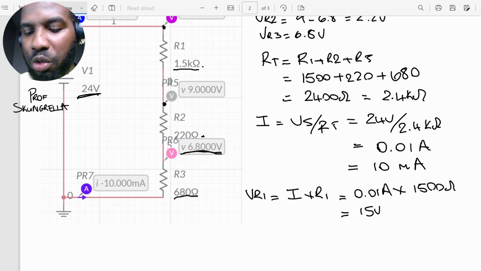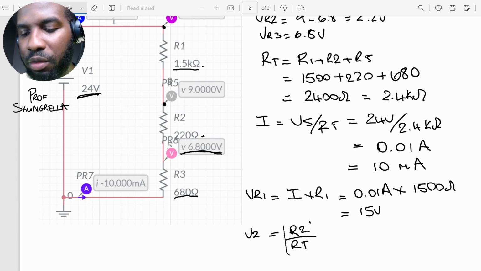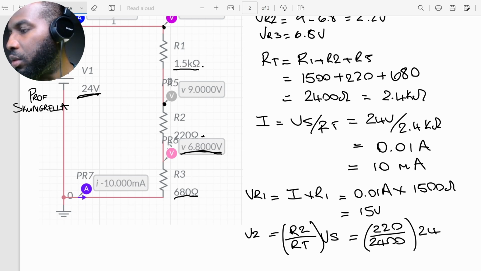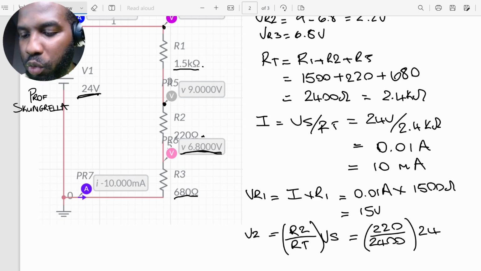Let's calculate VR2 using the voltage divider equation. So V2 is going to be equal to R2 over RT times Vs, which is equal to 220 over 2400 times 24. And that gives us 2.2 volts.